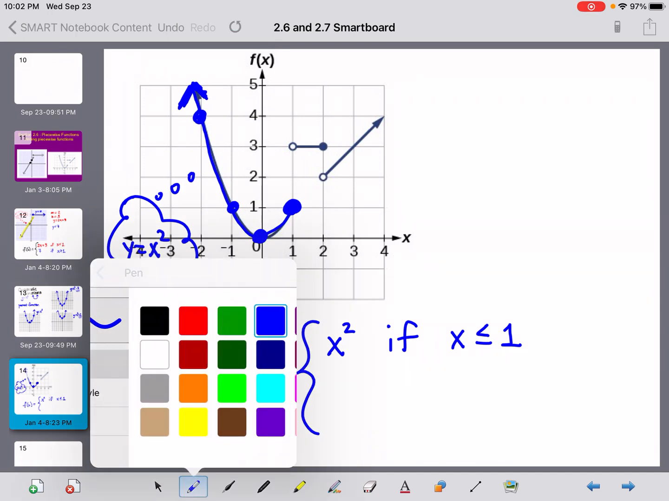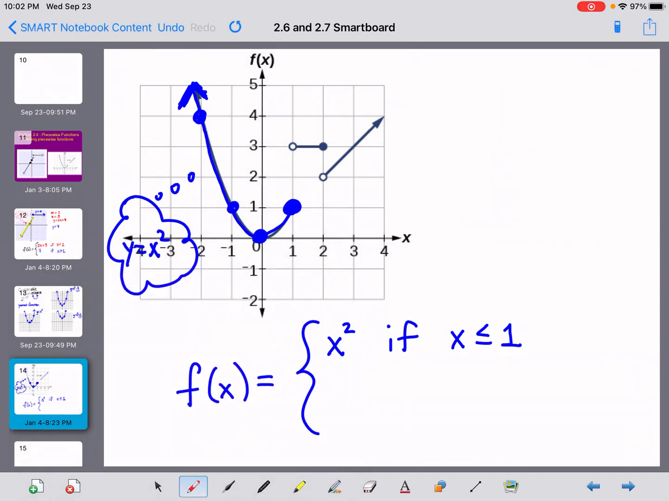All right, the next piece I'm looking at is this horizontal piece right here. I know this is the line y equals 3. So f of x equals 3. If, when am I using it from? Now this one does not go forever left and forever right. It is in between two numbers. It's in between an x value of 1 and an x value of 2. So I'm going to write that my x value is between 1 and 2. The 2 has a closed circle, the 1 has an open circle.